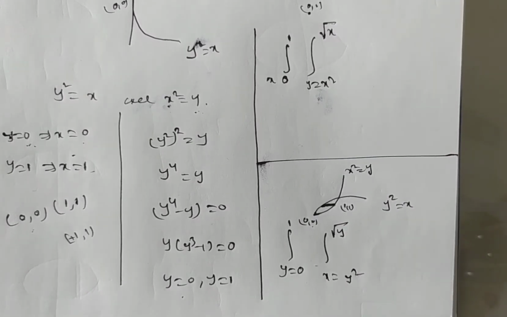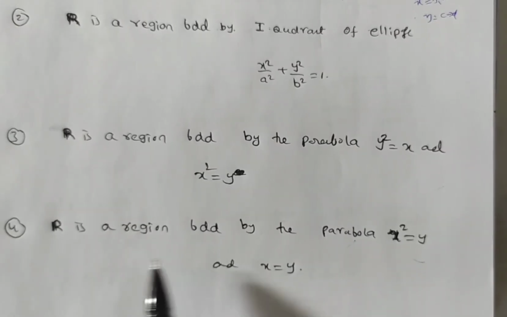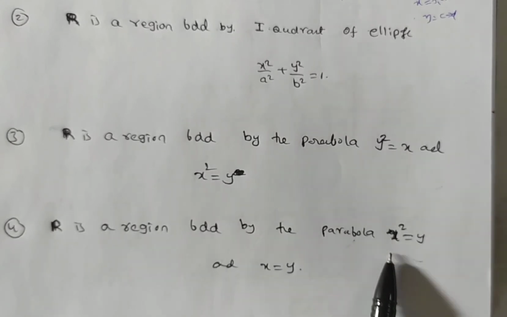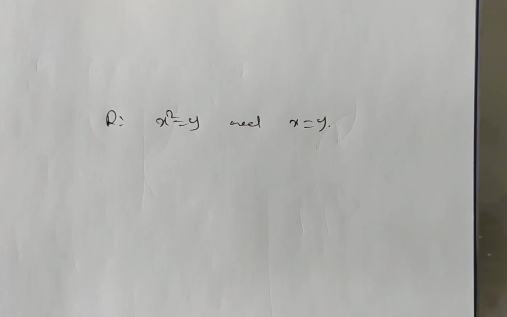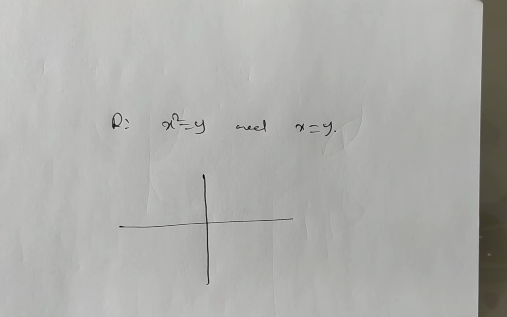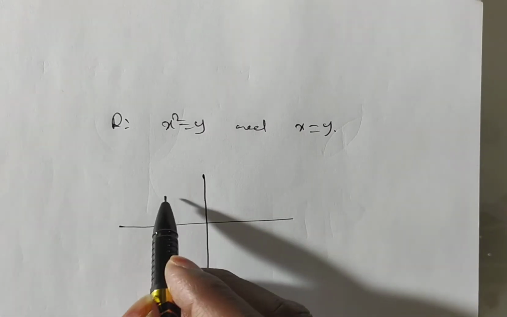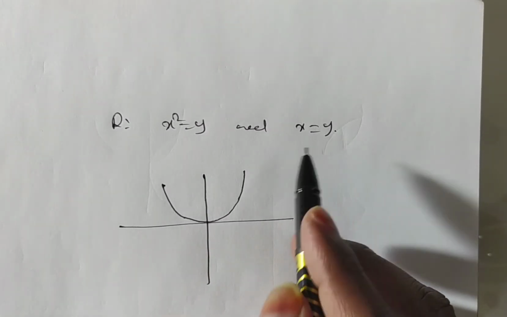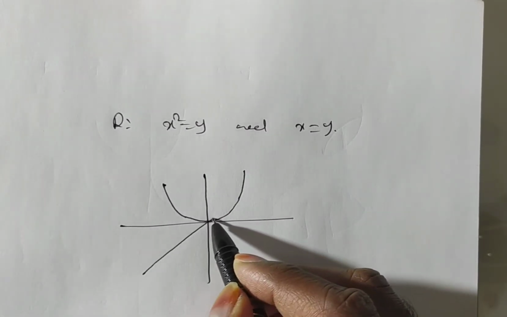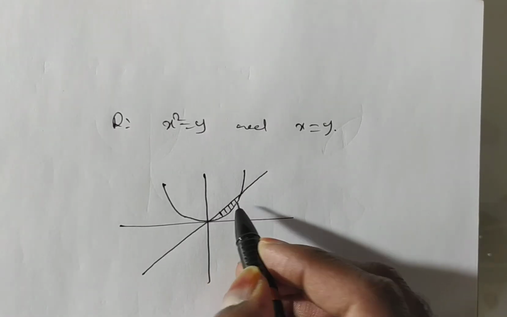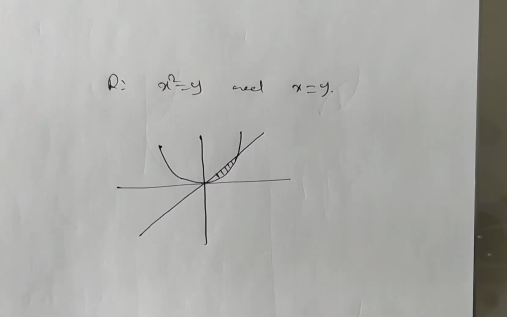Now we will discuss the fourth problem, region and limits for that. R is a region bounded by the parabola x square is equal to y and the straight line x is equal to y. Since x square has even powers of x, it is symmetrical about the y axis. Next, x is equal to y is a straight line passing through the origin. Now this is our region, and for this region you have to find the limits.